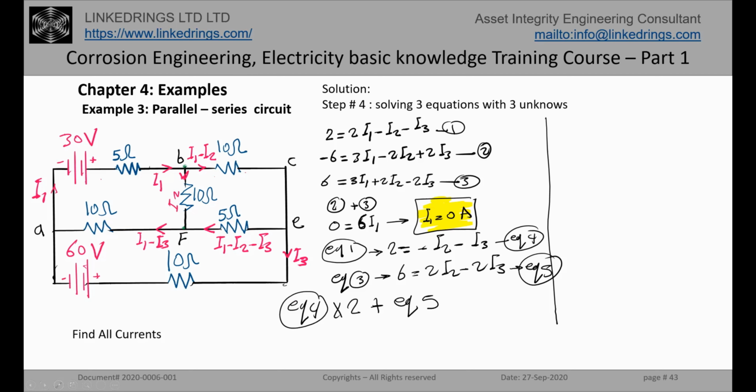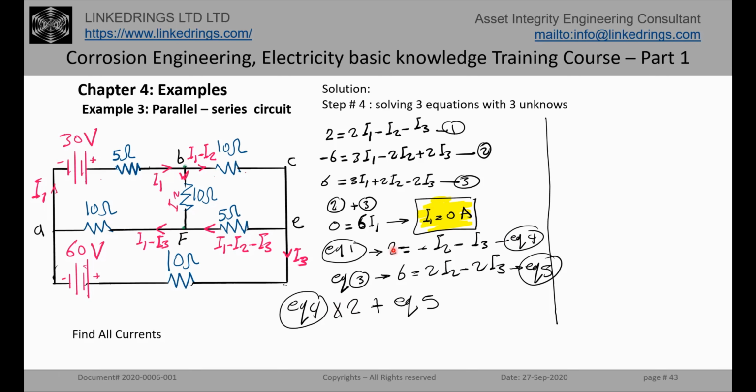Now, equations 4 and 5, if I solve them together, problem solved. So how can we solve them together? What if we multiply equation 4 by 2, and then sum it to equation 5? Why am I saying this? Because this is minus I2, this is plus I2, minus I2, and this is plus 2I2. So if I multiply equation number 4 by 2 and sum it to equation number 5, the I2 terms will delete each other. Then I have only I3, and I can find the value of I3. So equation number 4 times 2 plus equation number 5.